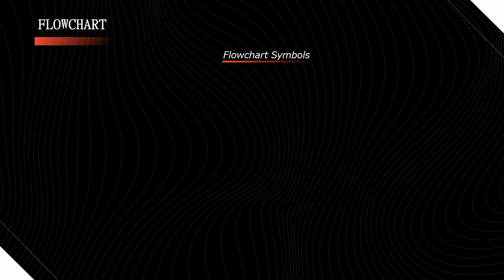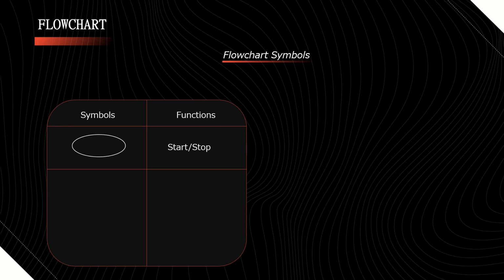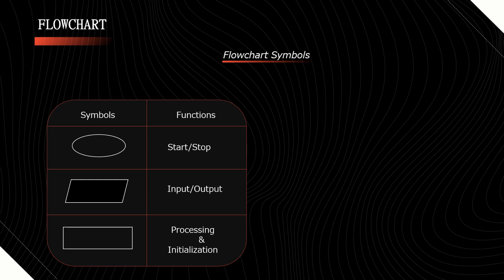Now we will check various symbols that I am going to use in a flowchart. First one is a terminal, which is in oval shape. It represents the start or the stop of a flowchart. Then input or output, which is in parallelogram shape. It will be used in case of input and output statements. Process, which is in rectangle shape. It will be used in case of processing and also in case of initialization.